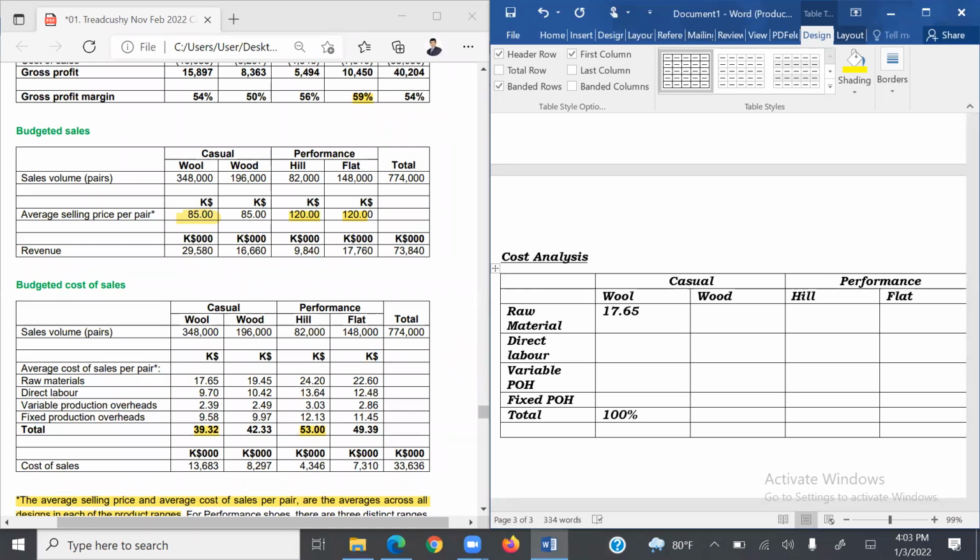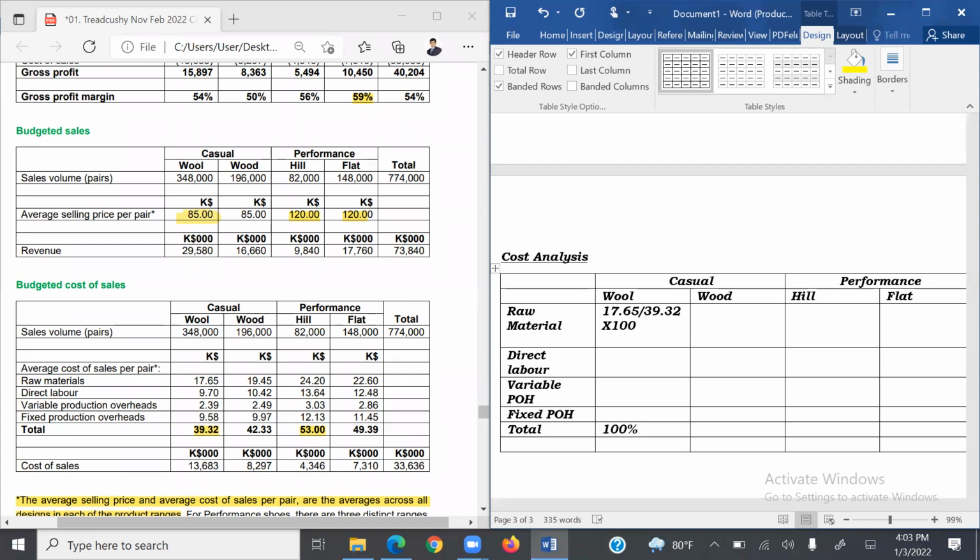17.65 divided by 39.32, and then you multiply it by 100. So it's going down the vertical line. Earlier it was horizontal, now it's vertical. So students, if you do not mind, shall we start doing the application of this?